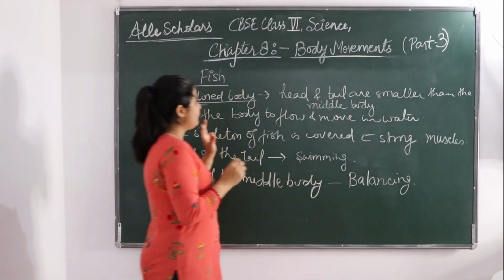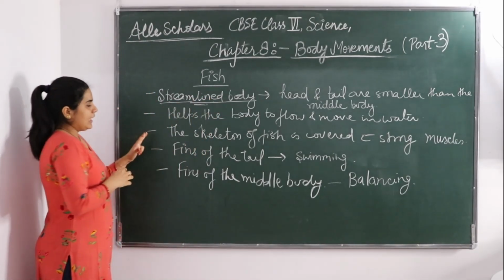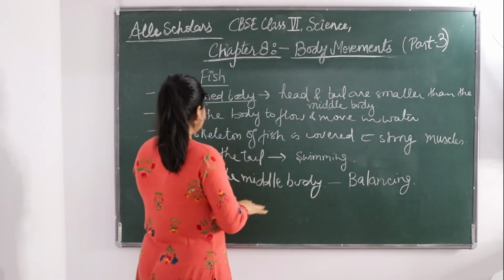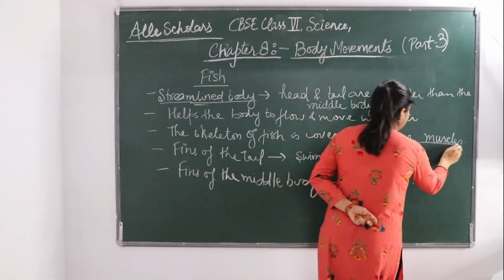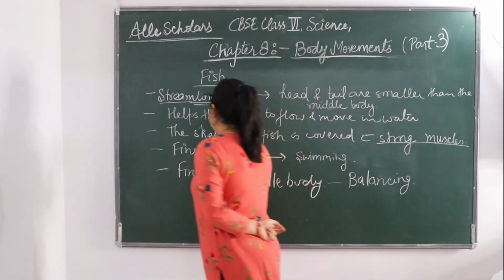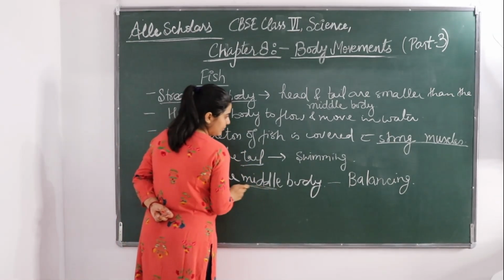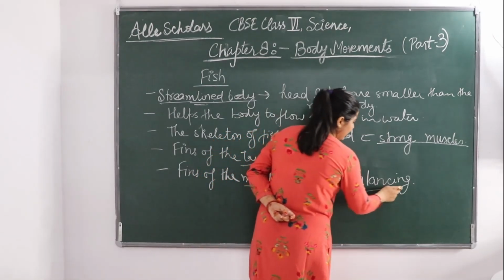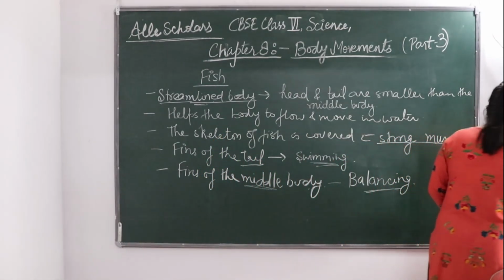ओके, सो फिश का स्ट्रीमलाइन बॉडी है. ऐसी बॉडी इसलिए ताकि वो वाटर में आराम से मूव कर सके, फ्लो कर सके. जो स्केलेटन है बॉडी का वो फुली कवर होता है स्ट्रॉन्ग मसल्स में. इनके पास दो फिन्स होती हैं, एक तो टेल वाली फिन्स है और एक मिडिल बॉडी में फिन्स है. टेल वाली फिन्स स्विमिंग में हेल्प करती है, मिडिल बॉडी वाली जो फिन्स हैं वो बैलेंसिंग में हेल्प करती हैं.